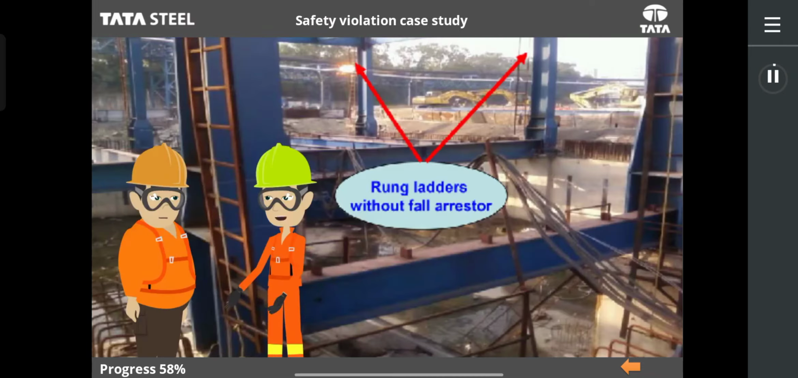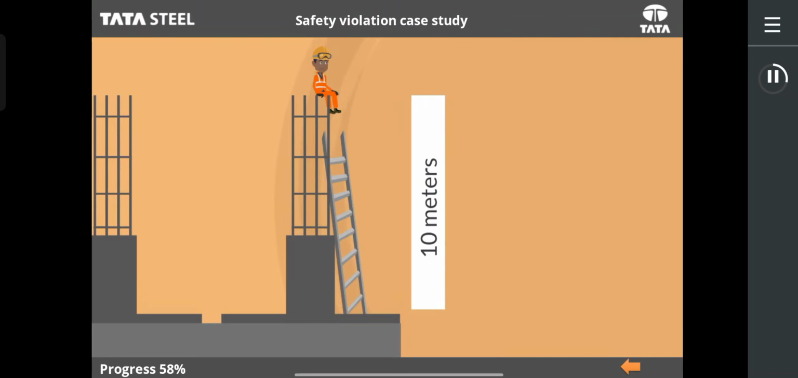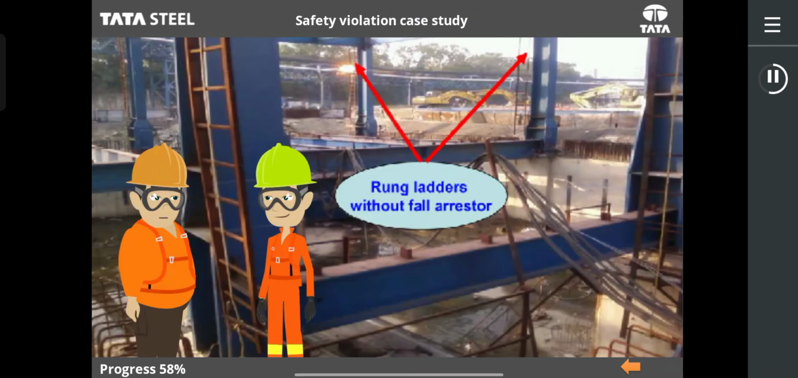Can you identify the area of safety violation? The workers were coming down from 10-meter height through rung ladder, neither using fall arrestor, not available, nor hooking the safety belt at C11 and C10 respectively. This could lead to a fall and a fatality. Every vertically fixed rung ladder should have an attached fall arrestor. All workers moving up and down through ladder must use the same equipment.